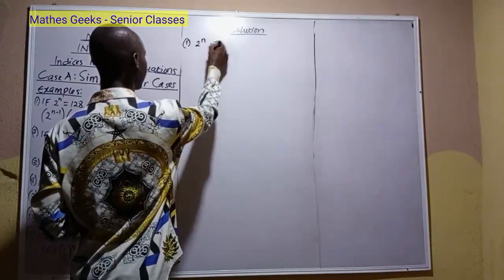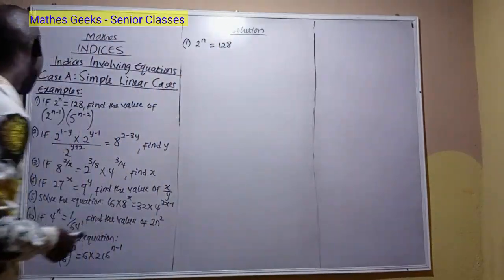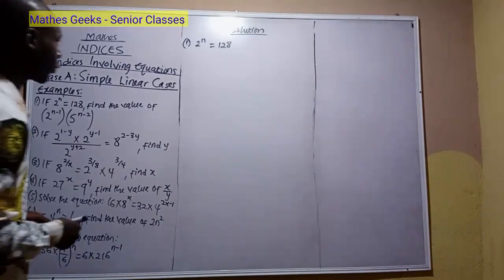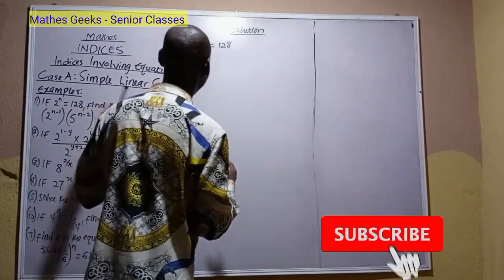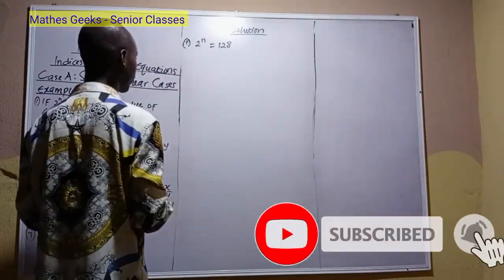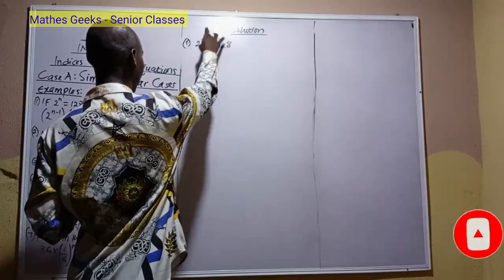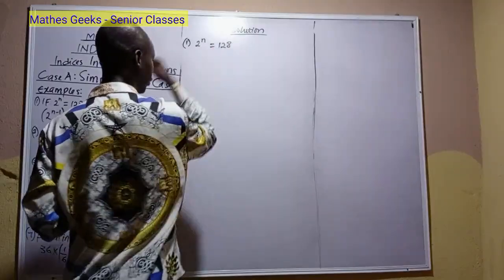Alright, 2 raised to the power n is equal to 128. Find the value of 2n raised to n minus 1, 5n raised to n minus 2. So first of all, we need to get the value of n. To get the value of n, either the power must be equal or the base must be equal. Here we have n in the power on one side and no n on the other, so the power cannot be equal, which means the base must be equal for this equation to be true.